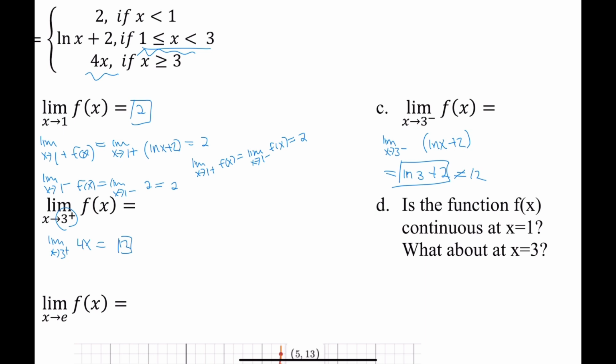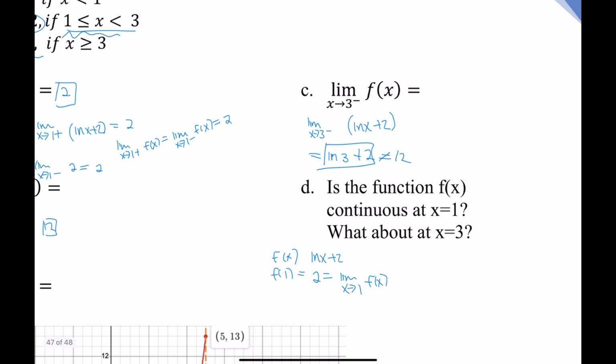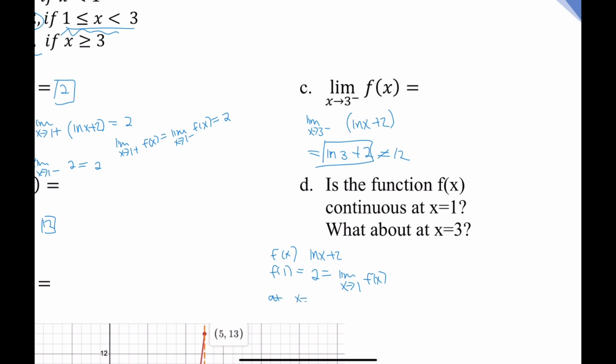So for our function value, we're going to plug in 1 to the second part, because this is when x is greater than or equal to 1. So ln x plus 2, and then plug in 1, we get, again, 2, right? And our limit was 2, so it is equal to the limit. Okay, so that means that at x equals 1, f of x is continuous.